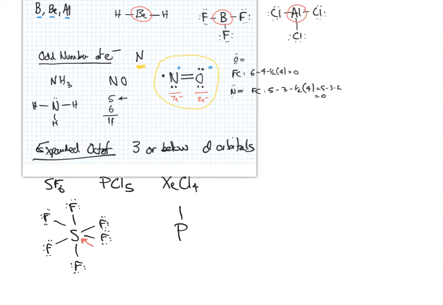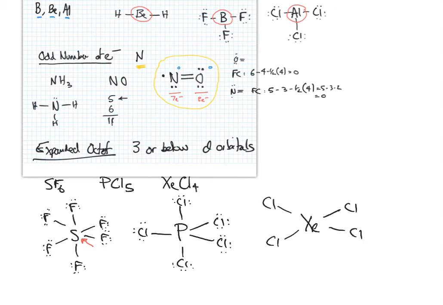PCl5 looks like this. Phosphorus pentachloride. And xenon tetrachloride. Okay, there are obviously other molecules that do this. These are not the only three, but I'm just giving an example of 3 different molecules that can violate the octet rule because of the expanded octet.